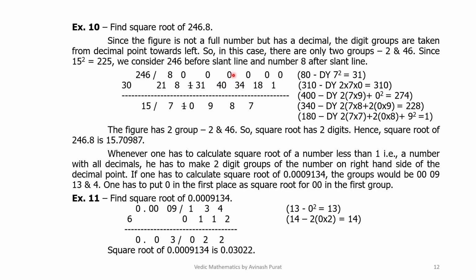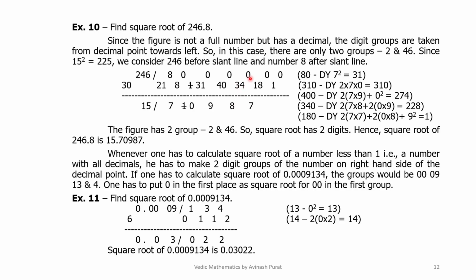So 400 is next dividend. Sorry. 400 is next dividend, minus 2 into 7 into 9 plus 0 square, that is 63 multiplied by 2, 126. So 400 minus 126 is 274. 274 divided by 30, we take 8 as a quotient, and 34 is remainder.